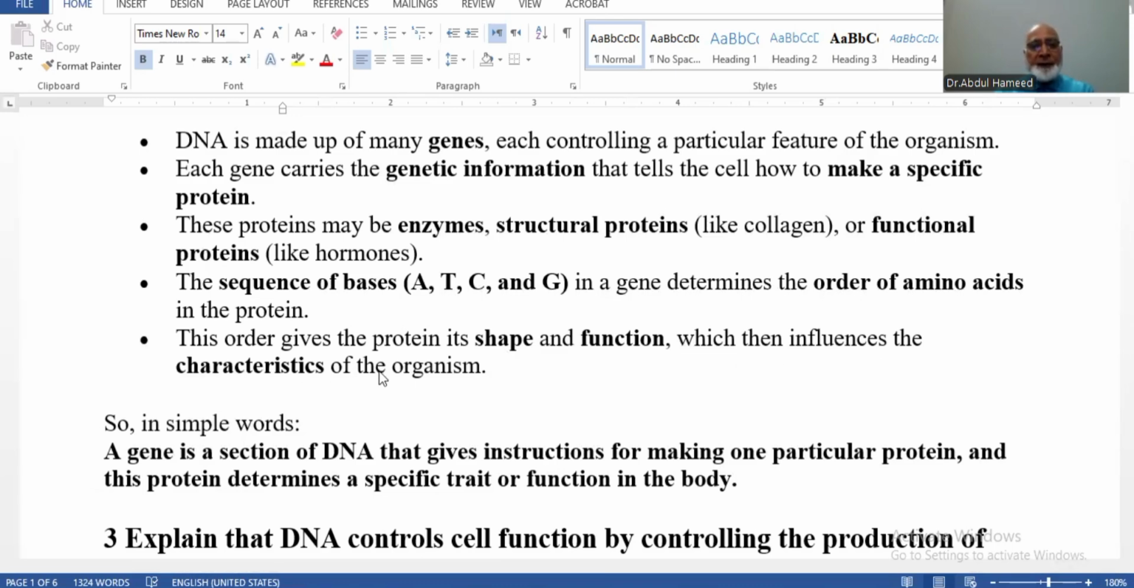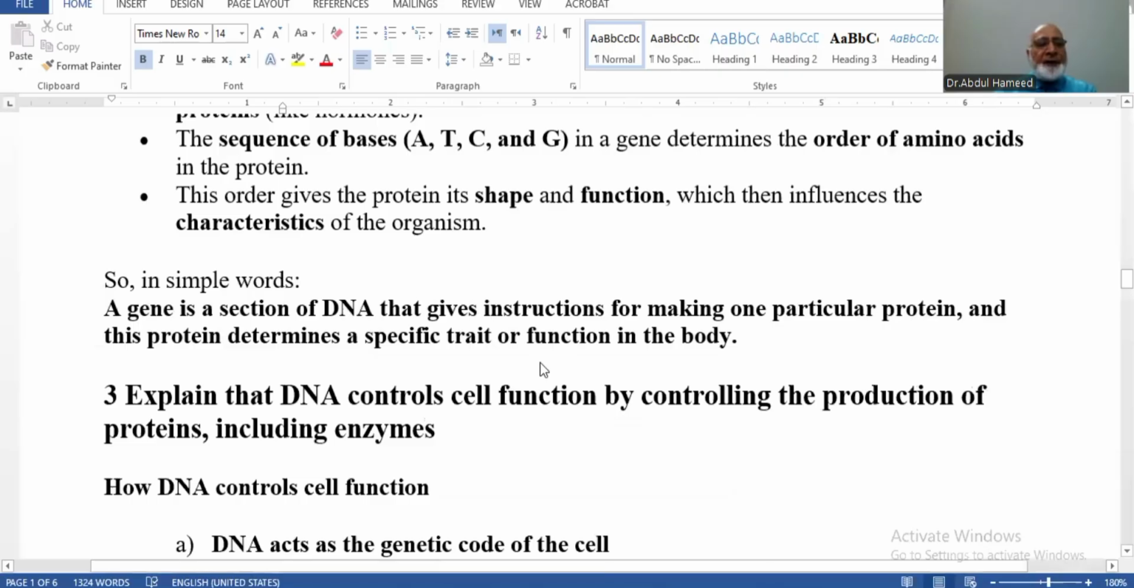The detail of this topic is covered in another topic. So in simple words, a gene is a section of DNA that gives instructions for making one particular protein, and this protein determines a specific trait, character, or function in the body.